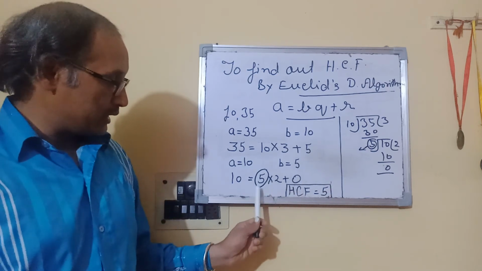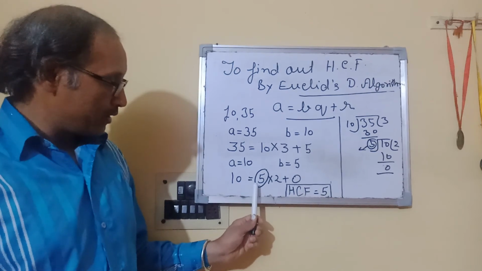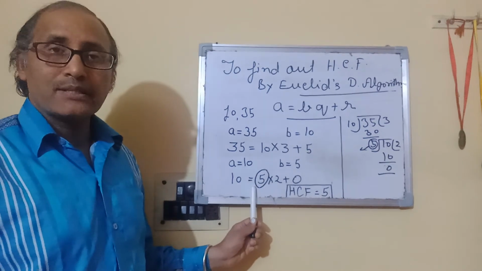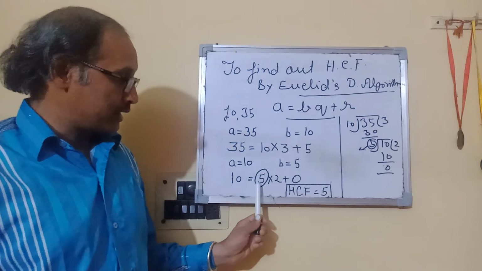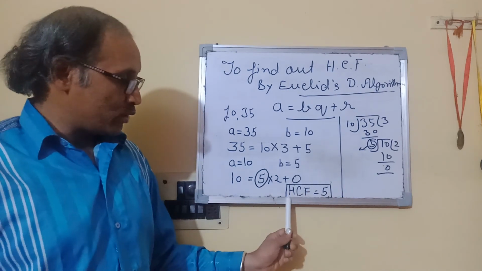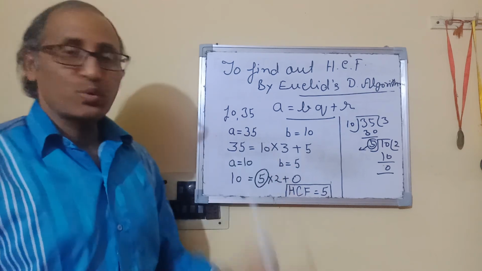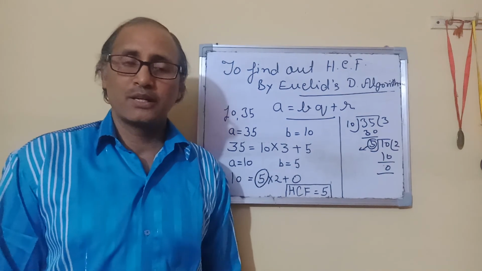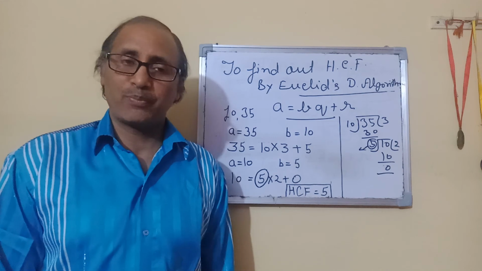So you see that in the last step 5 is the divisor, and by this divisor 5 we have remainder 0. So this 5 is the required HCF of these two numbers. I hope that you have understood it properly. Thanks.